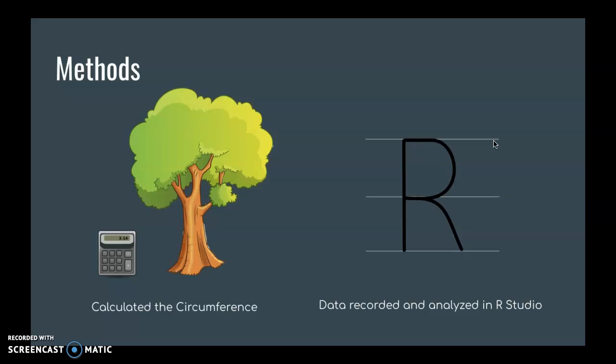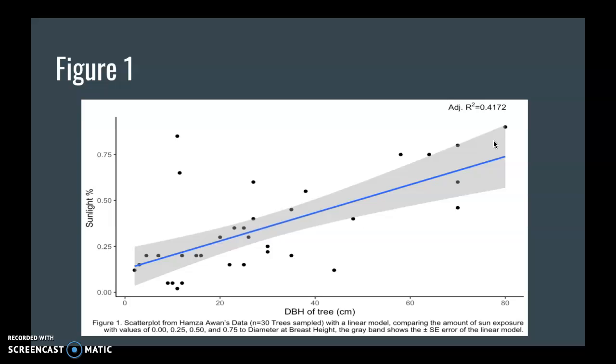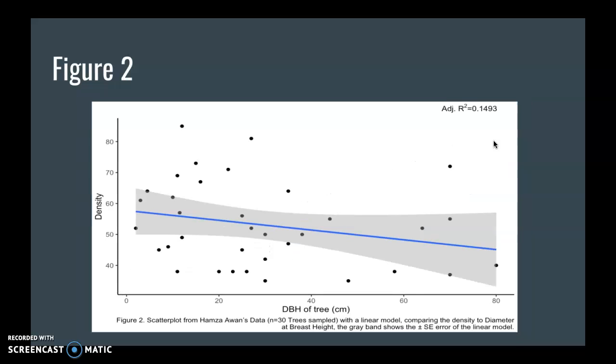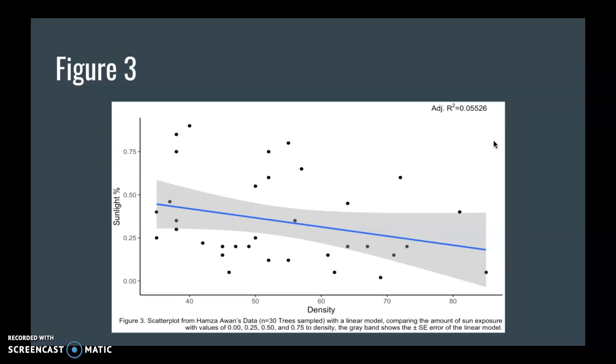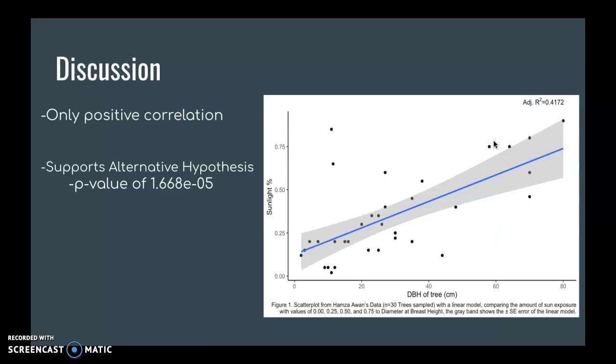Here are the results from the recorded data. Figure 1 shows a scatter plot comparing the amount of sun exposure to the diameter of breast height. Figure 2 is another scatter plot comparing the foliage density to the diameter of breast height. And figure 3 is another scatter plot comparing the amount of sun exposure, with values of 0.00, 0.25, 0.50, and 0.75, to density. Figure 1 was the only singular positive correlation in this study.